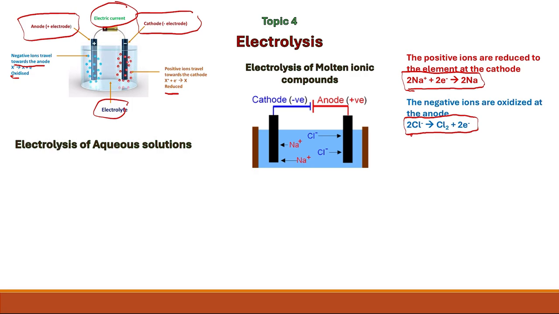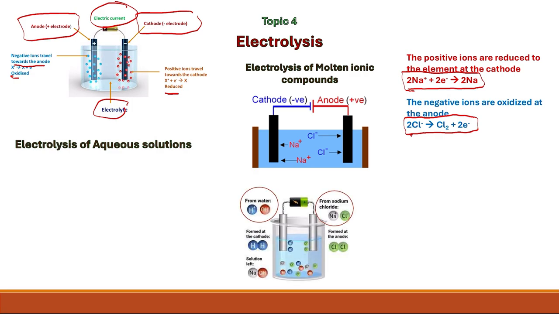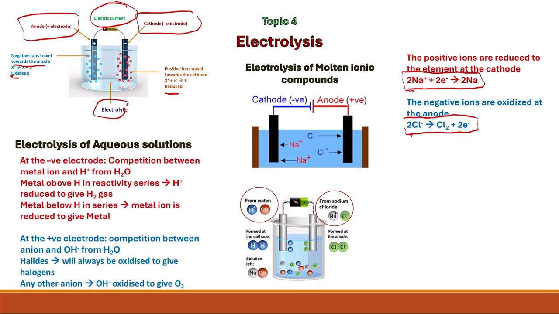Electrolysis of aqueous solution is a different story, because in the case of aqueous solution we have competition at both the cathode and the anode. So at the cathode, or the negative electrode, there will be competition between the metal ion and the hydrogen ion that comes from water. If the metal is above hydrogen in the activity series, then the hydrogen ion is the one that is going to be reduced to give you hydrogen gas, and you will see bubbling there. For metals below hydrogen in the series, the metal itself will be reduced to give you the metal at the cathode.